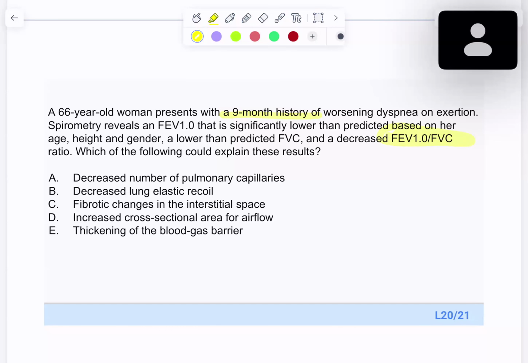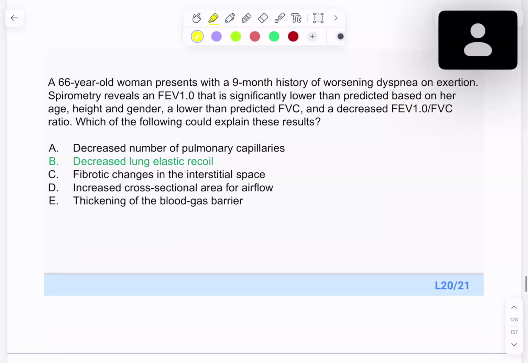The correct answer is B, because we said that when we have an obstructive disease, we have decreased elastins in our lungs, which means a decreased elastic recoil. And we said before that the obstructive diseased lung cannot exhale very well. And so the FEV1 and FVC will be decreased, and the ratio will be decreased in these patients.